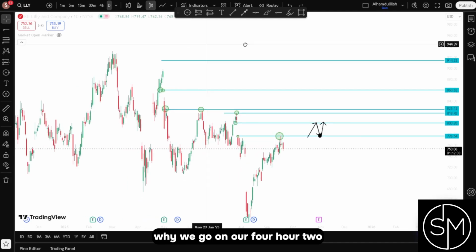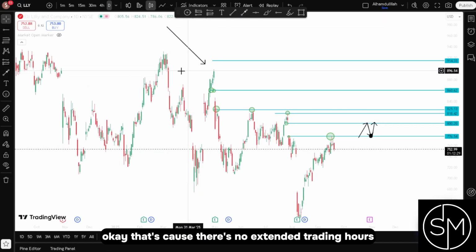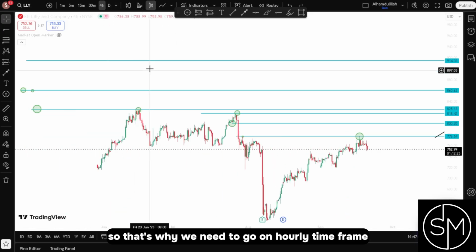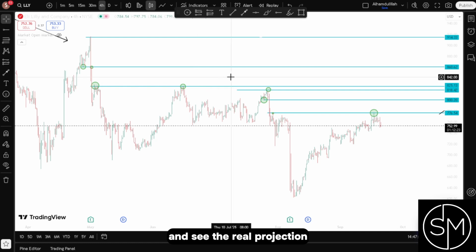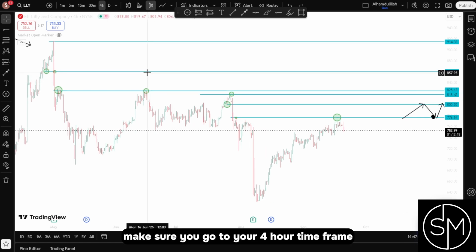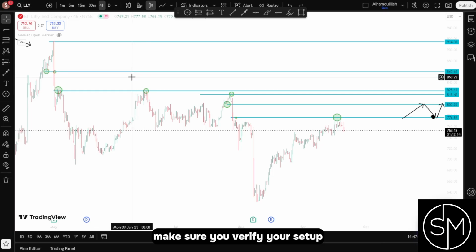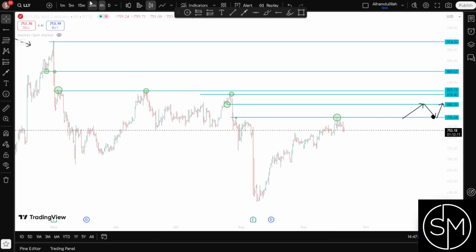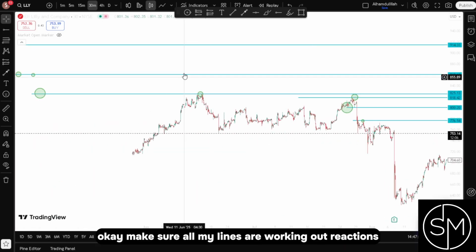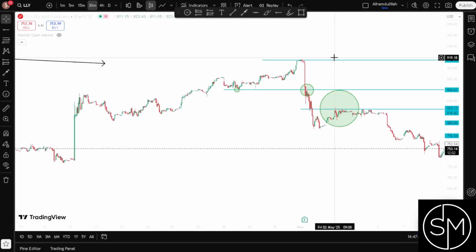Sometimes this is why we go on our 4-hour too. You can see how the candlesticks are invisible. That's because there's no extended trading hours on the daily time frame. So that's why we need to go on the hourly time frame and see the real action. After we get on our daily time frame and analyze everything, make sure you go to your 4-hour time frame and make sure everything is how you need it to be. Make sure you verify your setup. You can't just be on one time frame. I like to even go to my 30-minute time frame and see everything there too, making sure all my lines are working out, the reactions, and that there's nothing weird I'm missing.